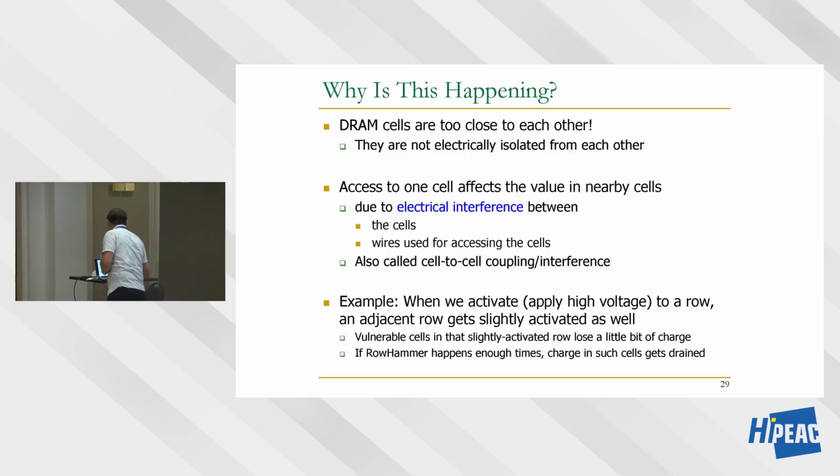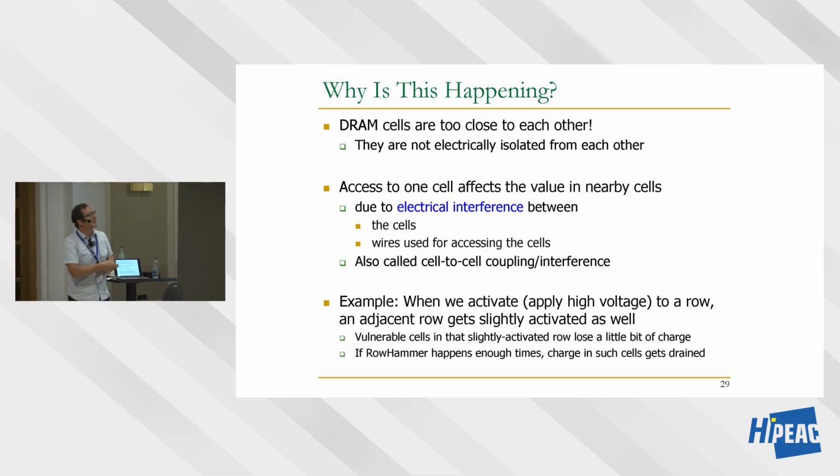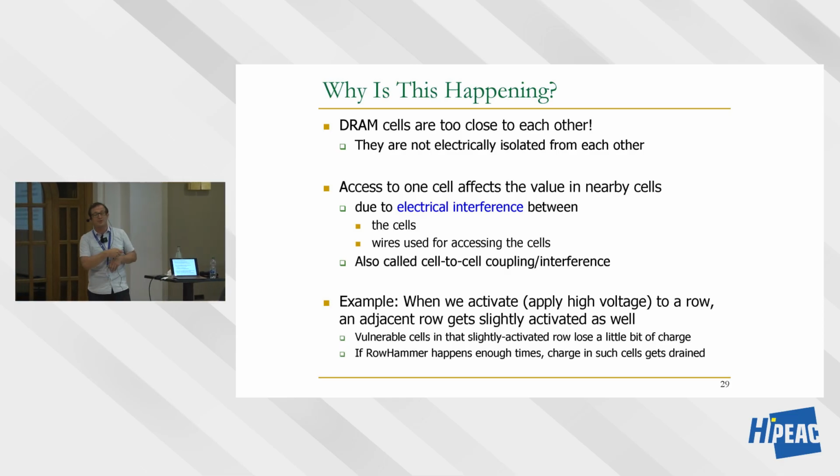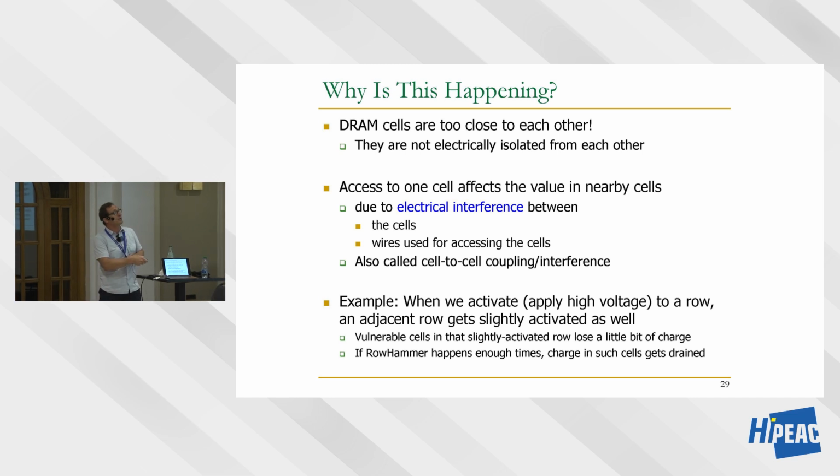Okay, so basically let's talk about why this is happening. I'm not going to go into the device level a lot, but there are a lot of interesting device level things. I'm going to draw an abstraction level. Essentially, DRAM cells are too close to each other. They're not electrically isolated from each other. Access to one cell affects the value in nearby cells due to electrical interference between the cells and between the wires used for accessing cells. And it's also called cell-to-cell coupling or cell-to-cell interference.